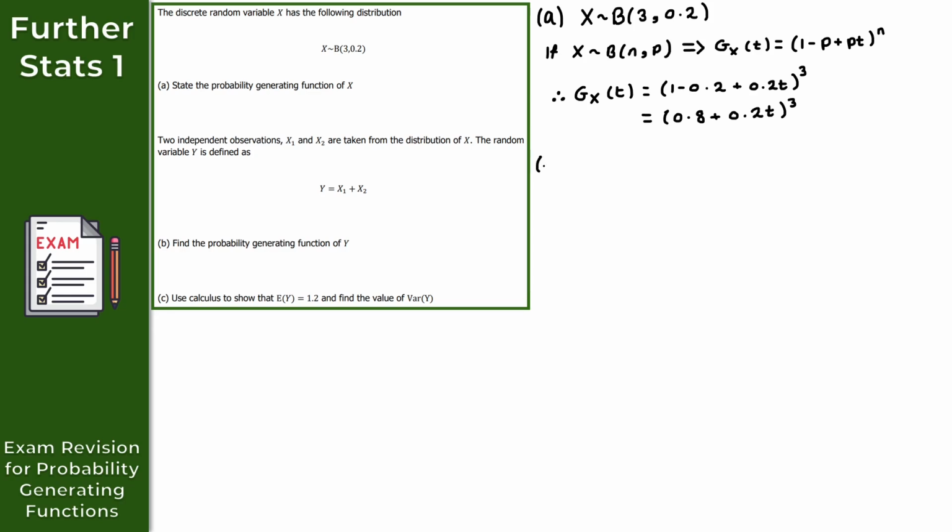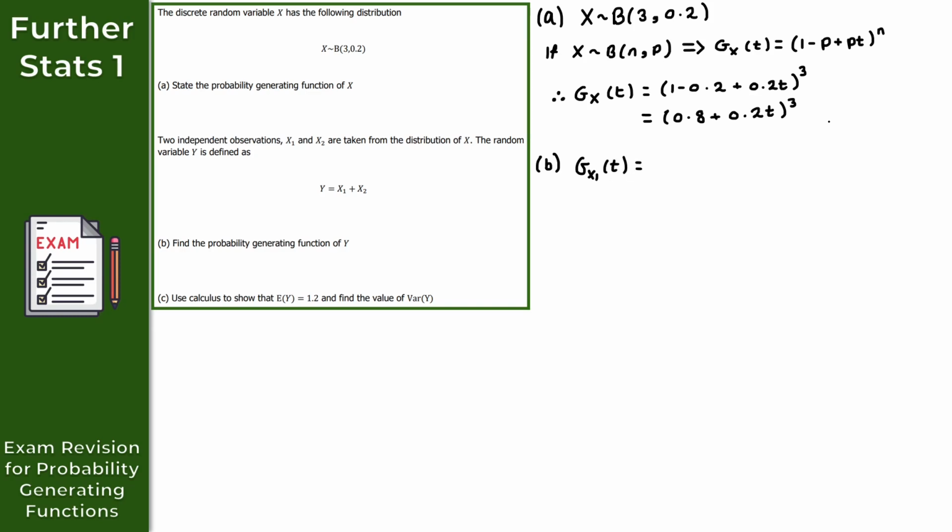Now for part B then, what do we have here for part B? Well, we're told that two independent observations, x1 and x2, are taken from the distribution of x. The random variable y is defined as follows. So for part B, it now asks us to find the probability generating function of y. So before we even consider the PGF of y, let's just consider the PGFs of x1 and x2. And I promise you it's a lot more straightforward than it looks, because for the PGF of x1, that's going to be g of x1 in terms of t.